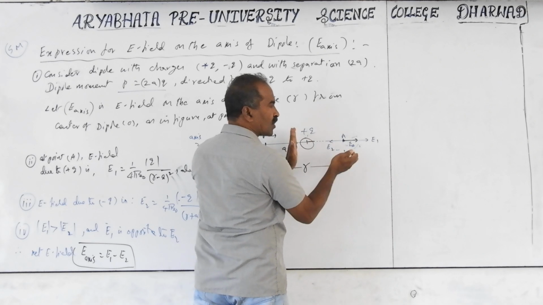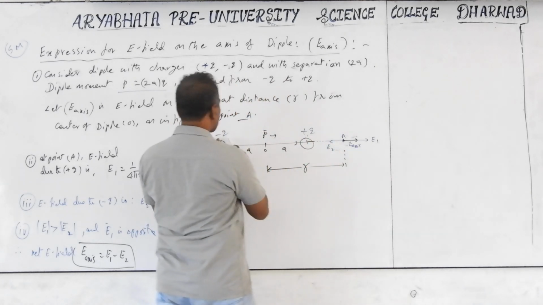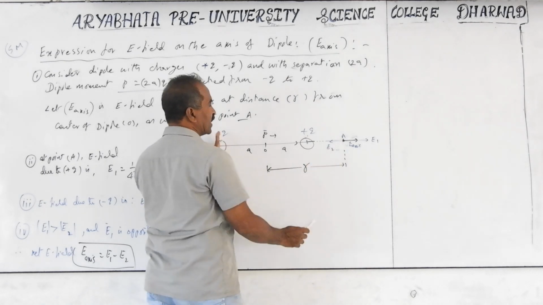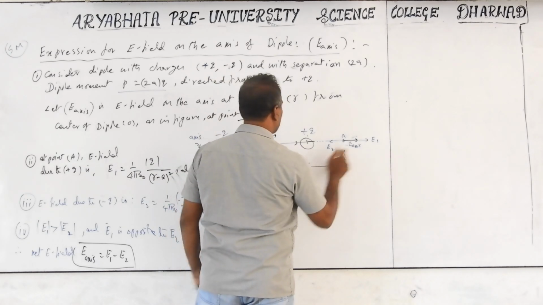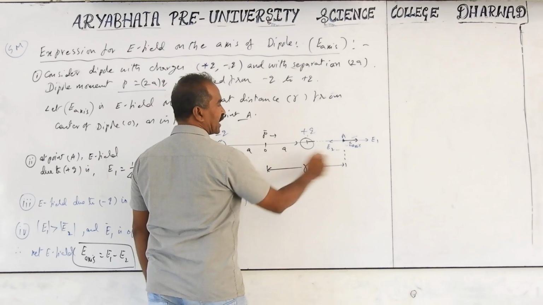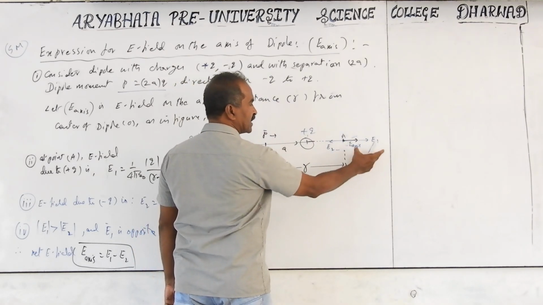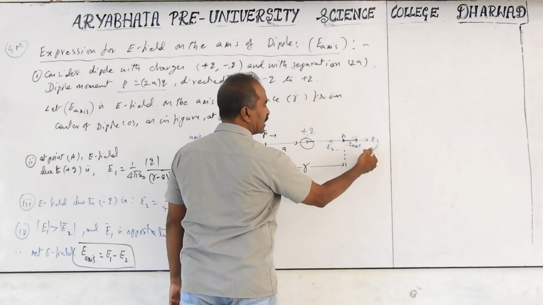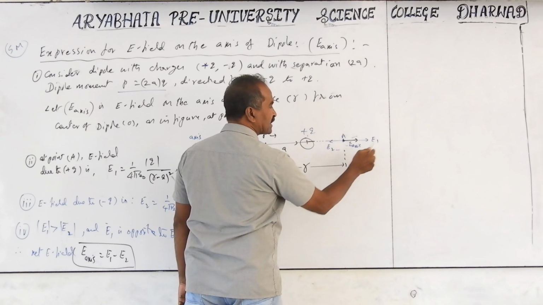Less distance, stronger field, because the distance comes to the denominator as a square. And minus q is farther from A, therefore the field is weaker than that of the field due to plus q. So plus q electric field E1 is towards the right side, E2 is towards left side because of minus q, towards negative charge. So the resultant field you have to take here is E1 minus E2. E1 is greater than E2, therefore the resultant field will be E1 minus E2, and the direction of the resultant field is in the direction of the larger vector, that is E1.